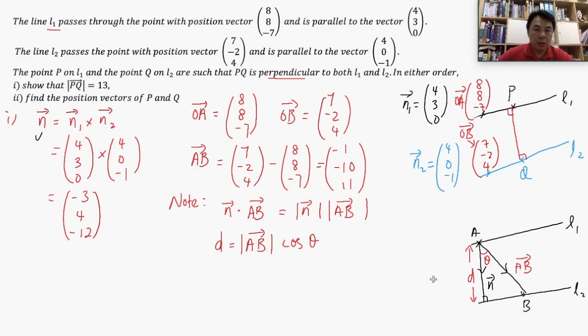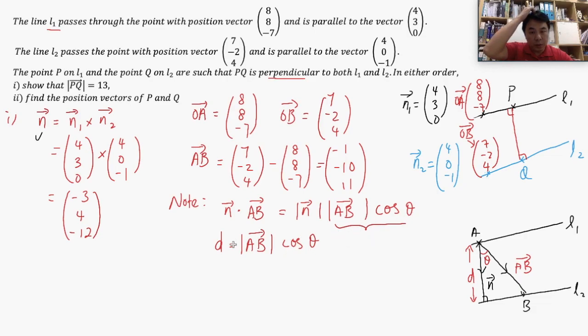Cos theta. Oh yeah, I think I missed this out. The scalar product of n and AB is given as the product of the magnitudes, including the angle between the vector AB and the directional vector. Yeah, that's the part that I missed out. So you can see that this section is actually the shortest distance that we're interested to obtain, which is D. So we can substitute this into here.